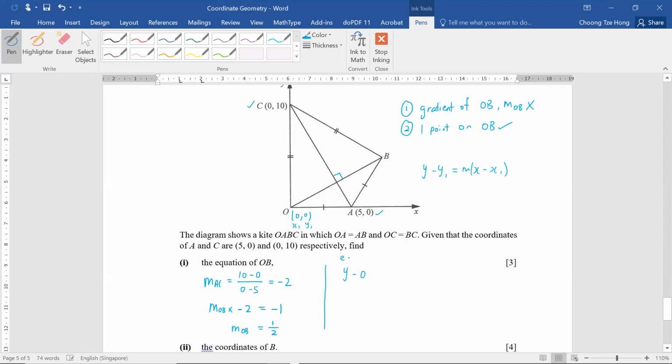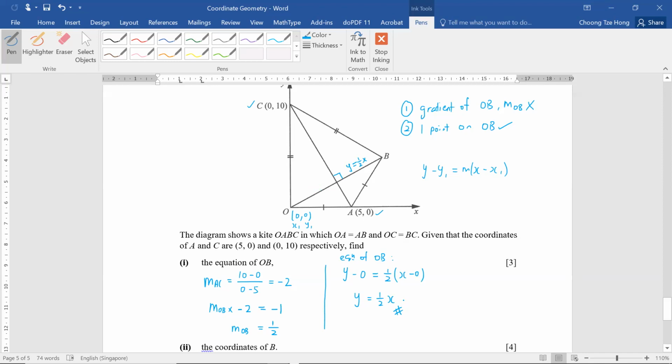So maybe we write here, equation of OB will be y minus 0 equals m times x minus 0. So y will be equal to half x. This will be the answer for part 1, right? The equation of this line. Usually I like to write the equation parallel to the line, like this: y equals half x.